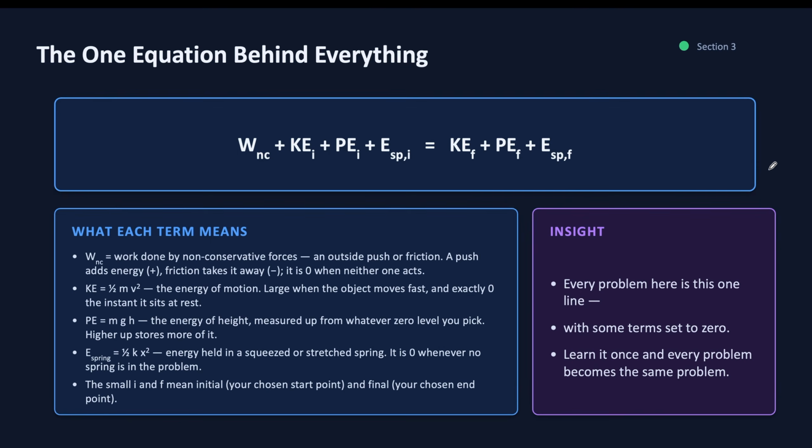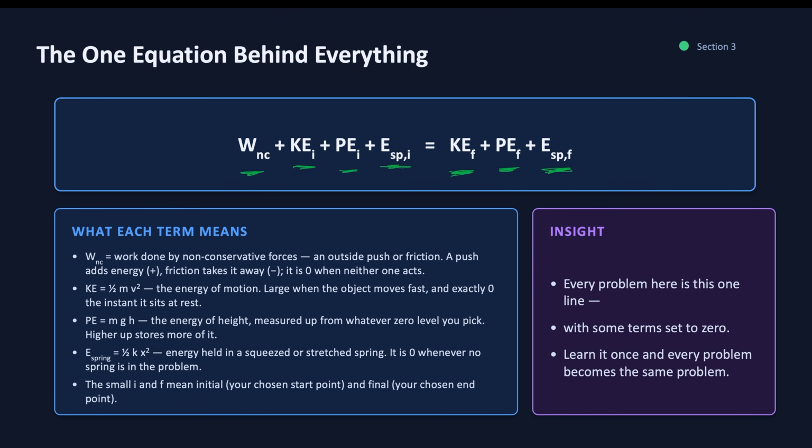This is your equation. Work non-conservative plus kinetic energy initial plus potential energy initial plus energy spring initial is equal to kinetic energy final plus potential energy final plus energy spring final. Okay? So what does this mean?